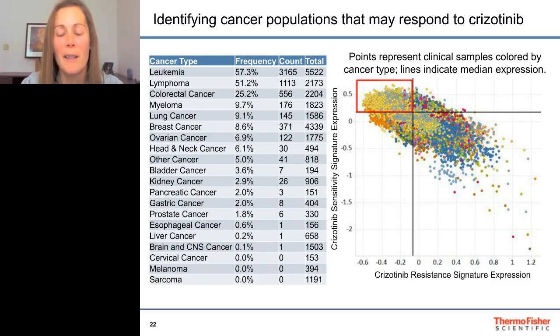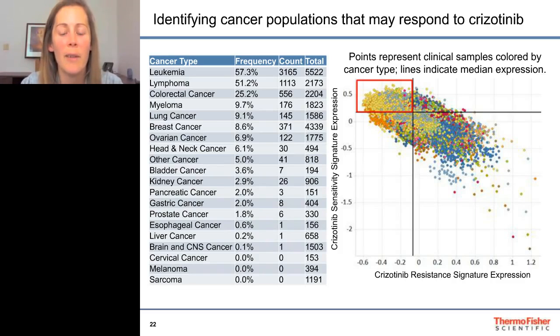And so on the analysis that I'm showing you here, I filtered down to just the clinical samples, and I filtered out the preclinical samples. So again, each of these points represents an individual clinical sample that is colored by cancer type. So again, that upper left quadrant, which I have indicated with a red box, is where we would say we have optimal signature expression, meaning high sensitivity and low resistance.